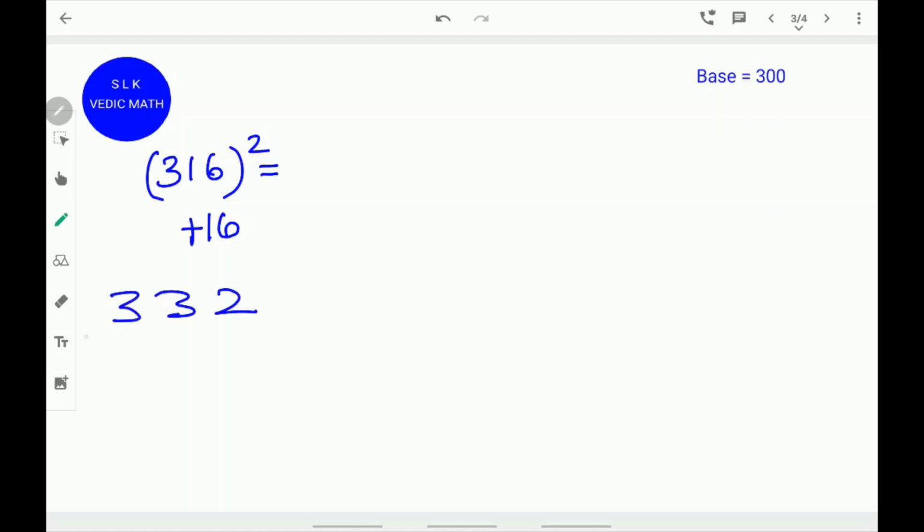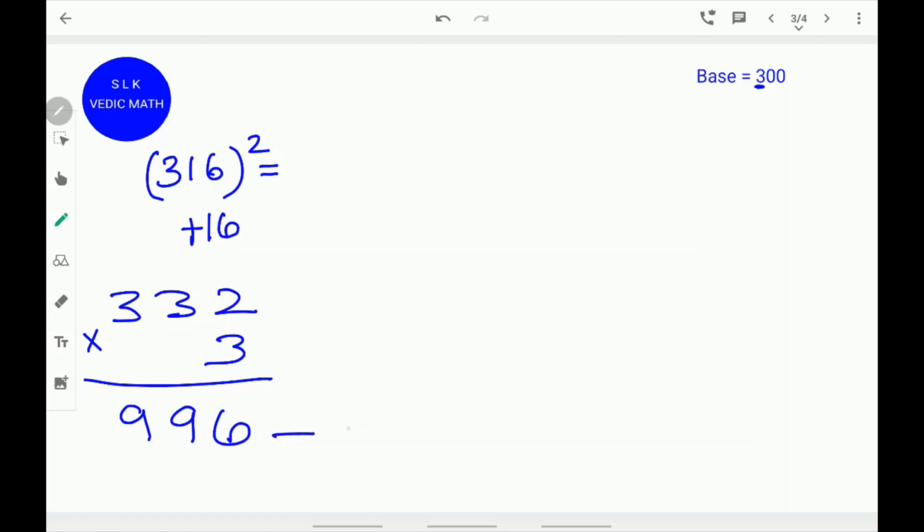Multiply 332 with 3. Why 3? Because the base 300 has a 3. So 2 times 3 is 6. 3 times 3 is 9. Another 3 times 3 is also 9. So 332 times 3 is 996.